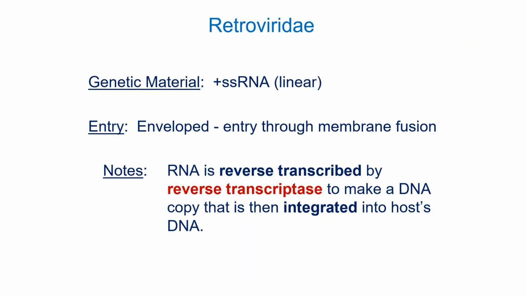And finally, the Retroviridae, or retroviruses. These are positive-sense single-stranded RNA viruses, and that genetic material is in straight or linear pieces. They're enveloped viruses, and they enter through membrane fusion. What makes them highly unusual is that they have this enzyme, reverse transcriptase, that allows for reverse transcription. It's able to take RNA, use that as a template to make double-stranded DNA that can then be integrated into the host cell DNA.